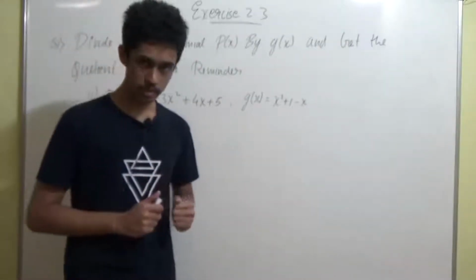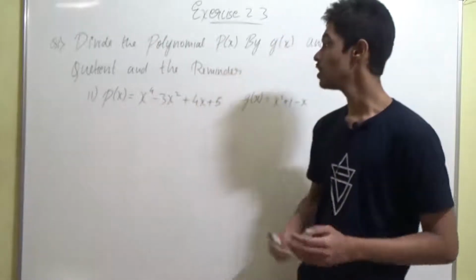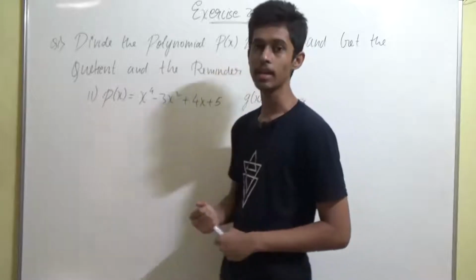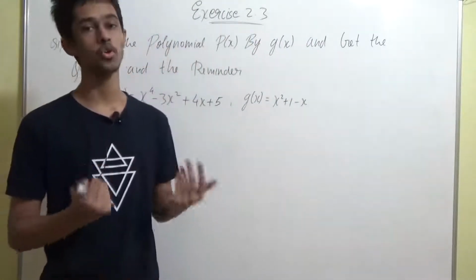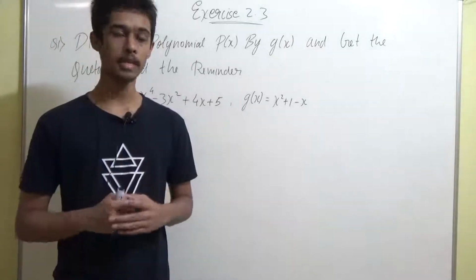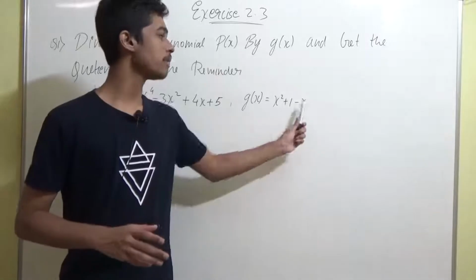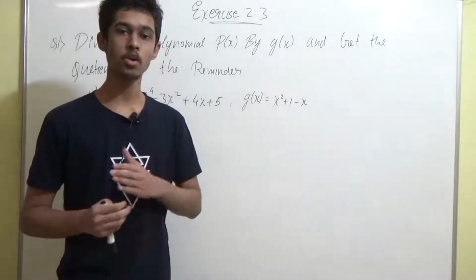In this question, what you have to first do is rearrange the terms of g of x in such a way that it starts from the highest degree and ends with the lowest degree. What I mean by this is, the first term should be x square, the second term should be minus x, and then the constant term should come. That's the hierarchy, right? That's the order.